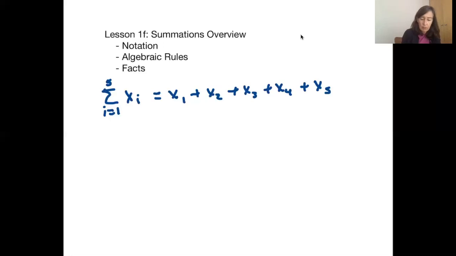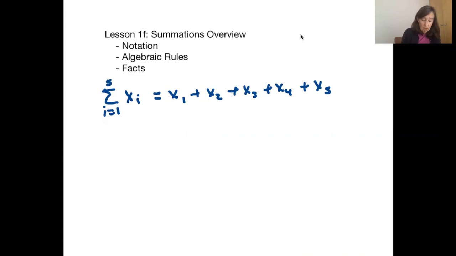So all we've done is we've taken this x term and we've substituted in values for i, starting with 1, ending with 5, and we've added them up. Okay, so this big Greek letter here, that's a capital sigma. Sigmas are often used to denote sums.